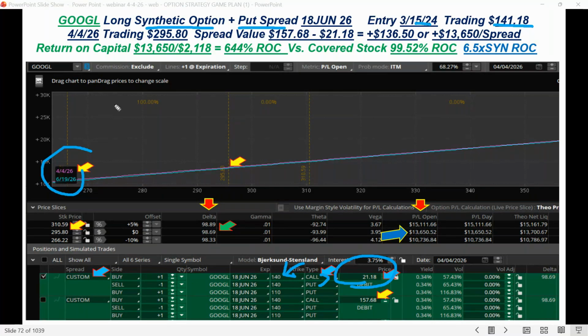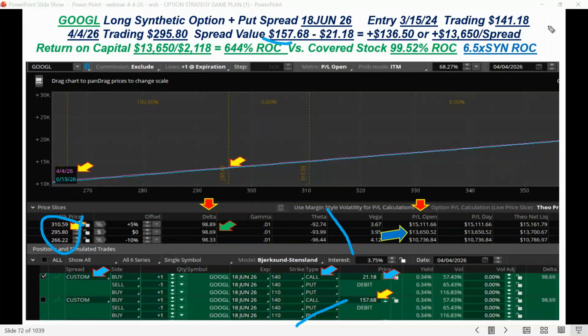Okay, so look at what this one was valued at today. Today, this trade was based on today's price of 295.80. The value went to $157.68 per contract debit cost, minus the cost when it was set up, 21.18. So you've got a gain of 136.50 per option contract.